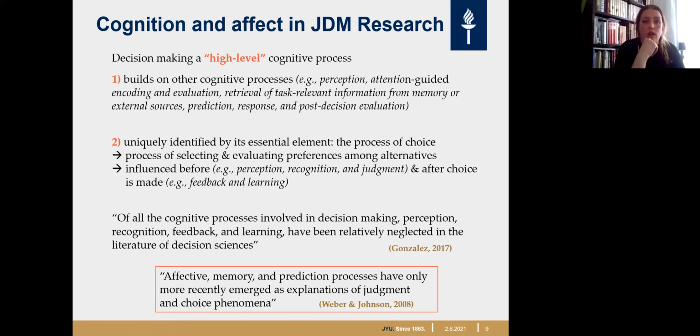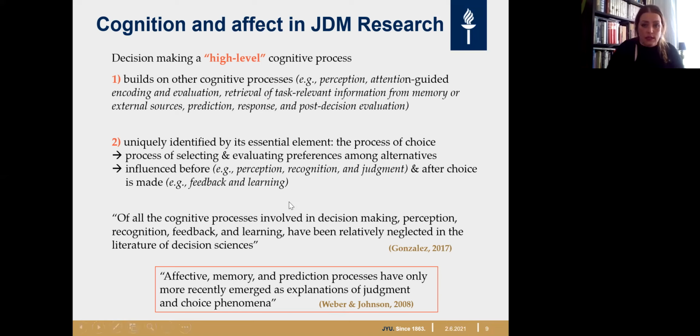And then decision making is based on its essential element. It's the process of choice. And it means that choice is a process of selecting and evaluating preferences among alternatives, and it's influenced before the judgment is made by perception, recognition, and judgment, and after the choice is made by feedback and learning. So decision making is a high-level cognitive process, and the essential element is the process of choice.